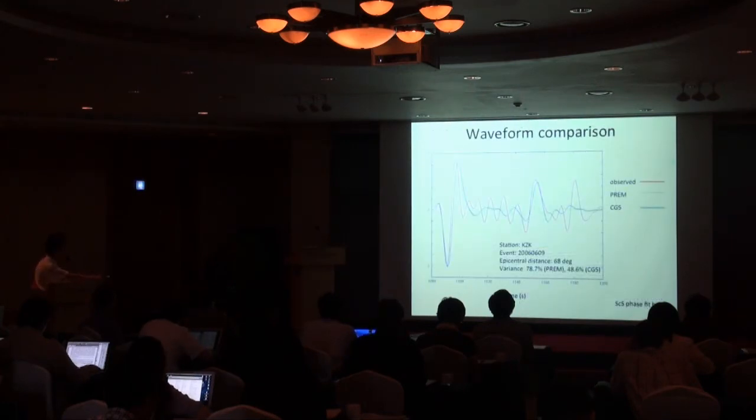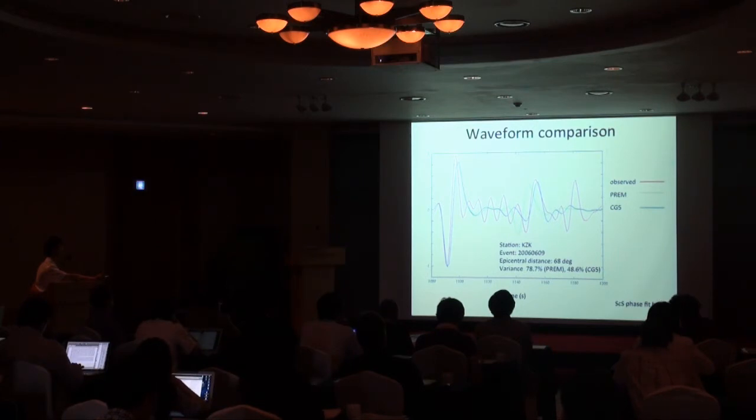And this is the waveform comparison, and the red line is the observed waveform at station ZK, and the event is here. The epicentral distances of these seismograms are 68 degrees, and the variance reduction is almost 30%. We can see improvement in this phase. This phase is the core reflected shear phase, so-called ScS waves. The gray line is for the plane model, and the blue line is our tower-shaped model.